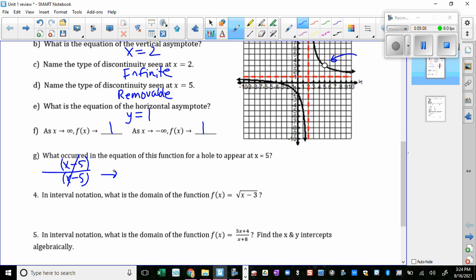All right, number 4. What's the domain of this? So you can draw it. It's a square root function. Move 3 to the right. So it looks like this and pops up. All right, so it's everything from 3 over. Or you could say to yourself, x minus 3 has to be greater than or equal to 0. So x is greater than or equal to 3. But I asked for interval notation, so it would be from 3 to infinity. Bracket on the 3.